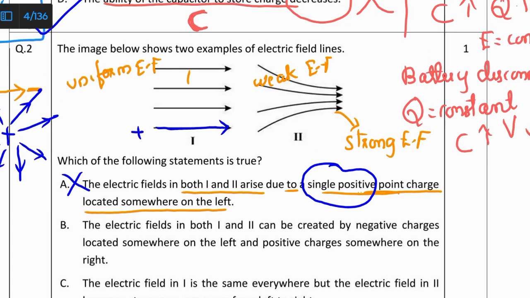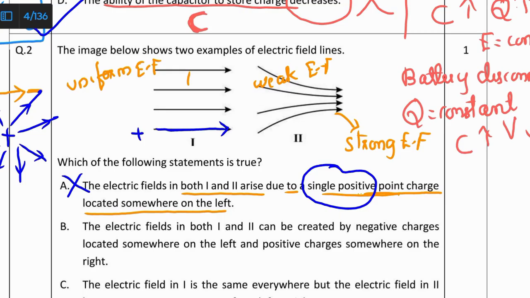Second one: the electric field lines in 1 and 2 can be created by a negative charge located on the left and a positive charge on the right. That's wrong, because field lines start from the positive charge and end on the negative charge. If the positive charge is on the right and the negative charge on the left, the field lines should go from right to left. But in this case they go from left to right, so this statement doesn't match the diagram. So that is also wrong.